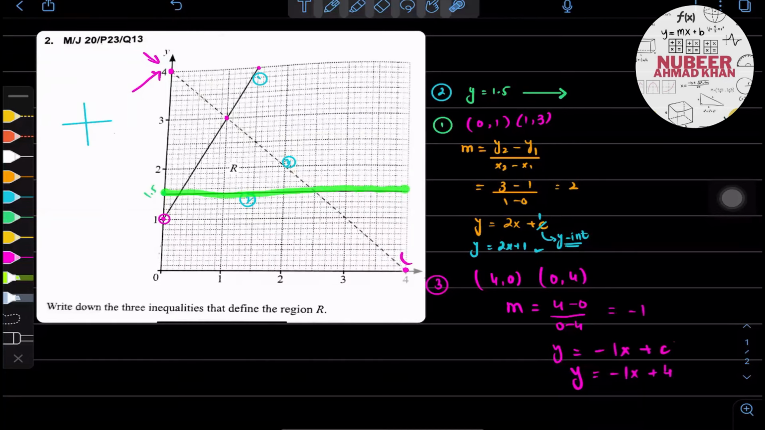Is the region R above this line or below this line? Above. Above के लिए which symbol is used? Greater or less? Greater. Exactly. So you are going to write down y is greater than or equal to 1.5. So this is supposed to be your first line.